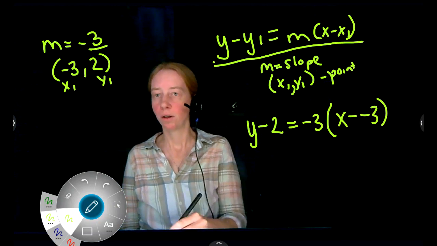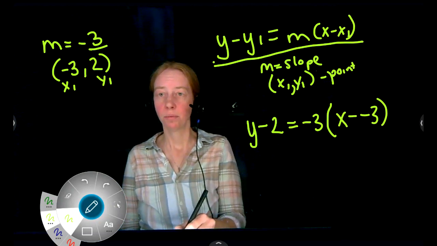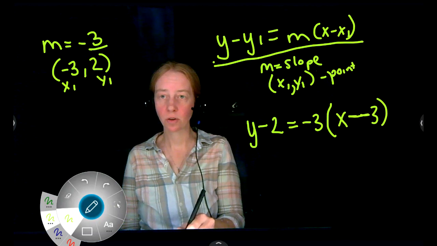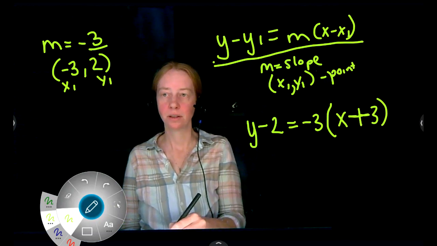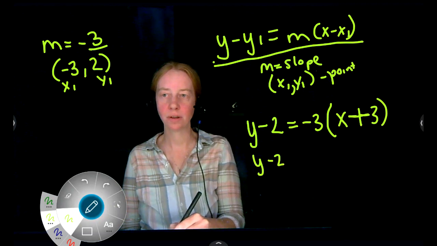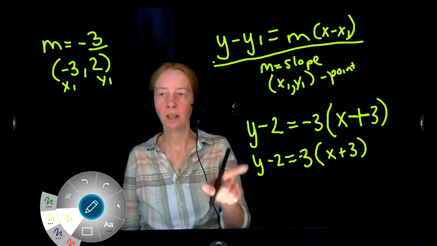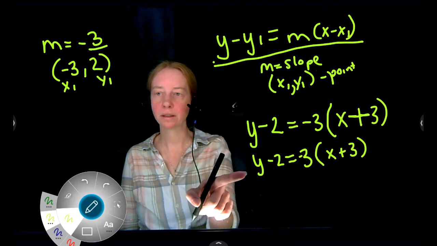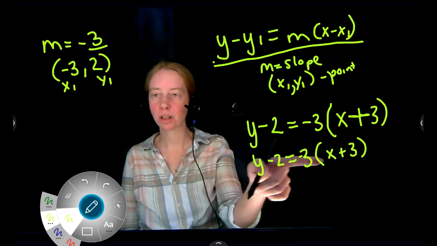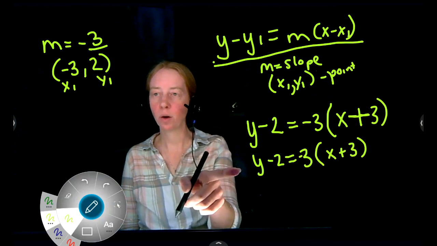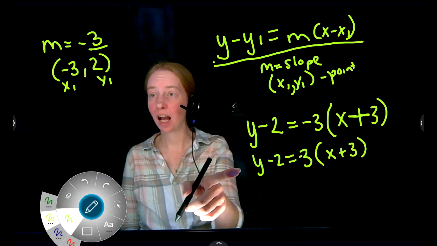Now this is a little messy right now, but we're going to change it because a minus times a minus is a plus. So now I have y minus 2 equals -3 times x plus 3. This is in point slope form. When you do your practice, the first questions are going to ask you to put it in point slope form, and you're actually done.